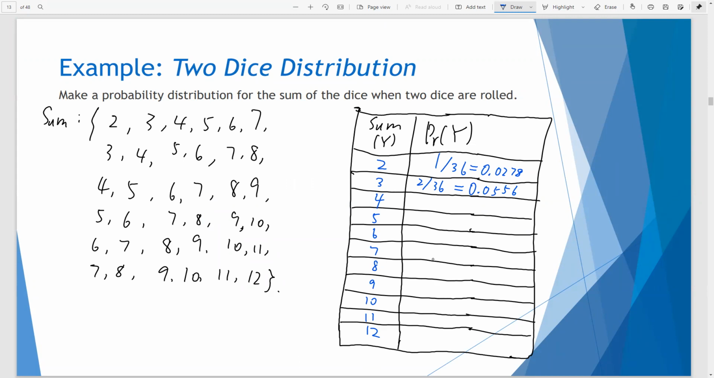For the sum 4, there are 3 of them. 5, there are 4 of them. You can see from the left. 6, that's 5 of them. 7, that's 6 of them. And when you go to 8, the number decreases. You can see from the diagonal, that's only 5 of the 8s. That's only 4 of the 9s. Only 3 of the 10s. Only 2 of the 11s. Only 1 of the 12.